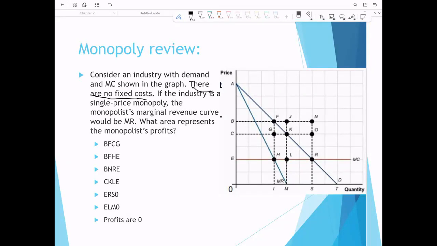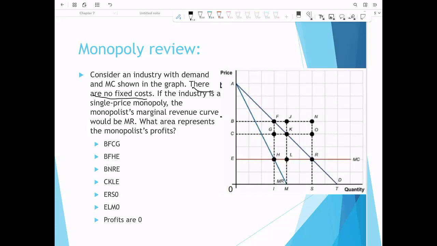The monopolist marginal revenue curve would be MR. So we're given the marginal revenue curve, the demand curve, and the marginal cost curve, and then we're asked what the profits are. Well, the last thing that we need for profits, right, are what? If we want to figure out profits, we need demand, marginal revenue, marginal cost, and one more thing. We can figure out the price from the first three things that I just said. Average total cost. So we need to figure out what's the average total cost here.